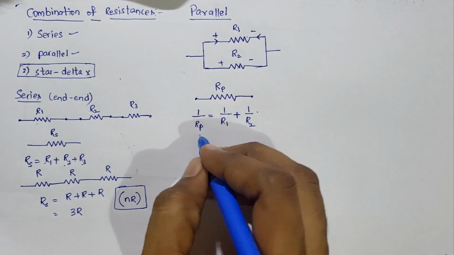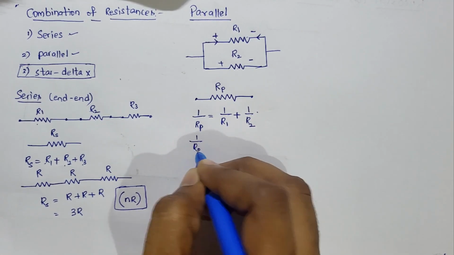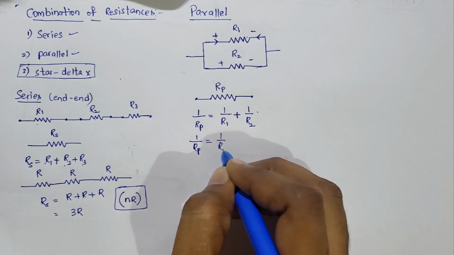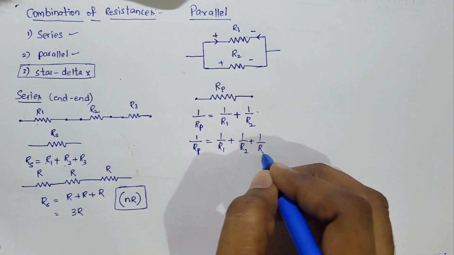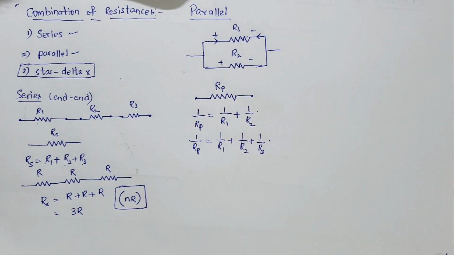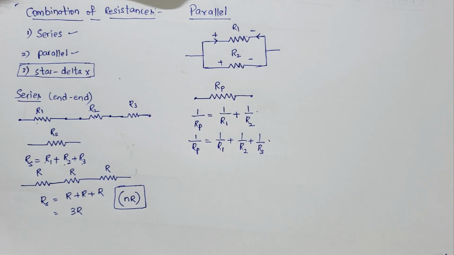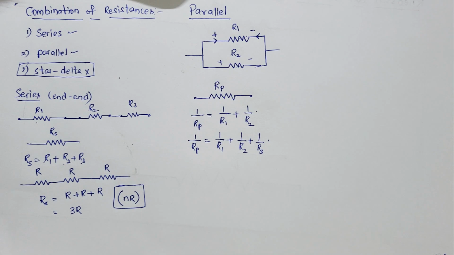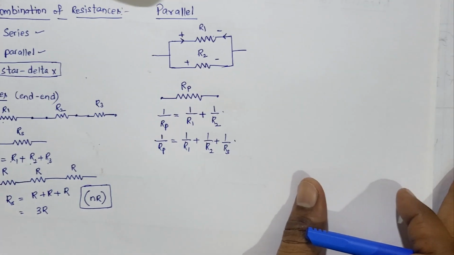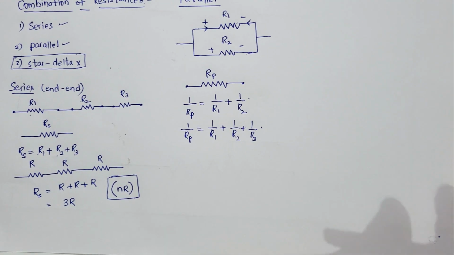Imagine 3 are connected. Then 1 by Rp is equal to 1 by R1 plus 1 by R2 plus 1 by R3. This is the formula for equivalent resistance when 2 or 3 resistances are connected in parallel. This is the formula for parallel connection when different values of resistances are connected in parallel. Suppose equal value resistances are connected in parallel, what happens? See once, when equal value resistances are connected in parallel, what happens?